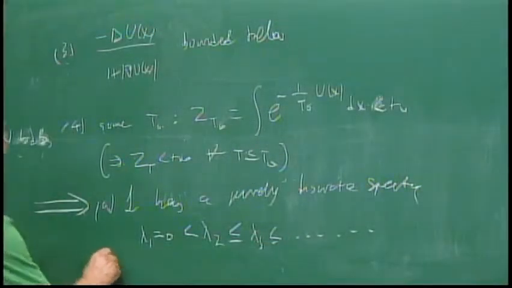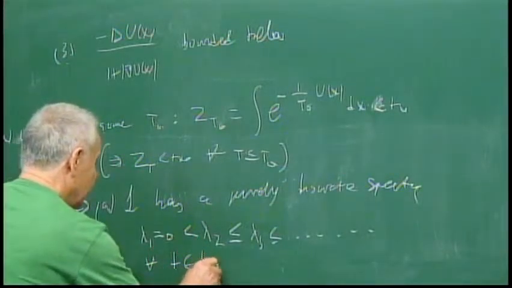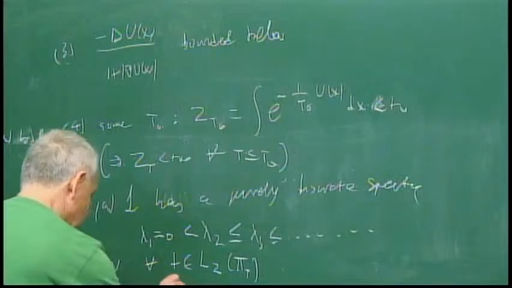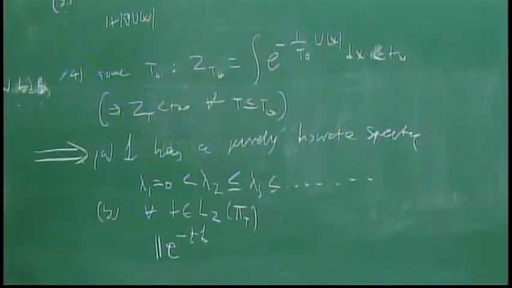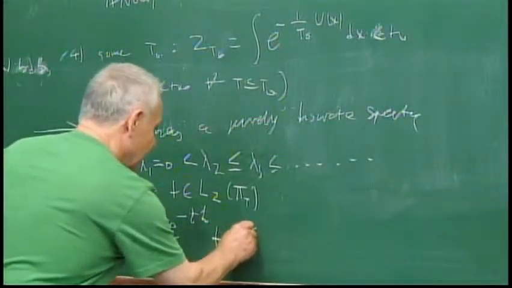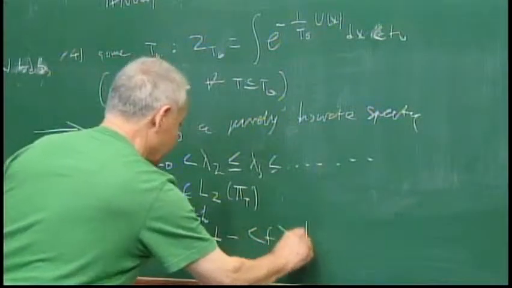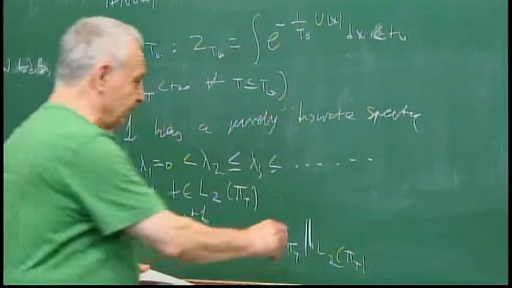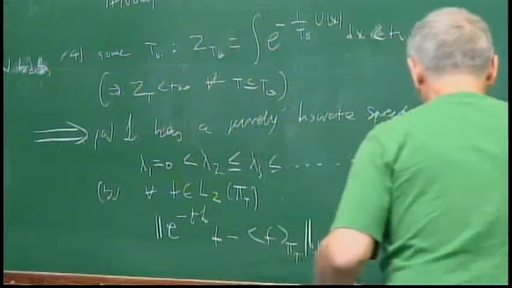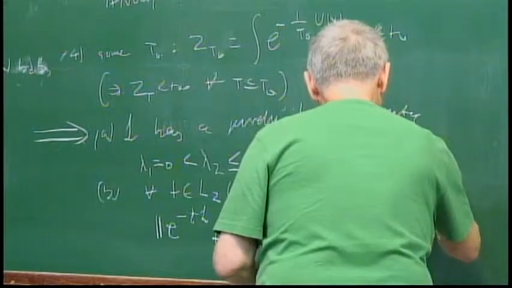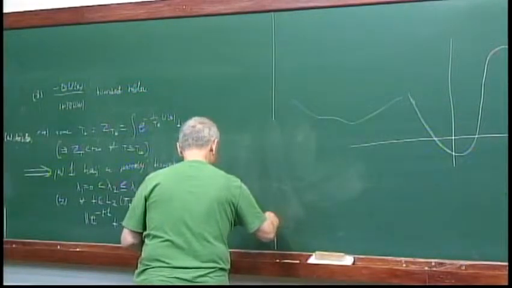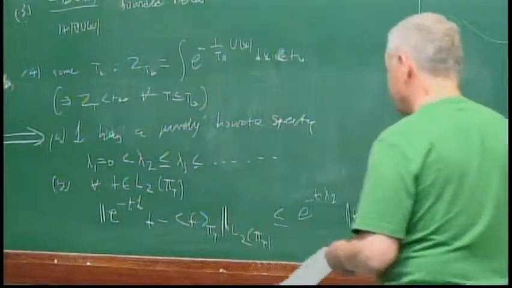Okay. B: for all f in L2 pi t. So t has been fixed in this theorem, right? And I assume that t is smaller than t0. You have that e to the minus tL f minus the expectation of f with respect to pi t, which I defined there, the L2 norm weighted with pi t, is less or equal to e to the minus t lambda 2 times the L2 pi t norm of f minus its expectation. Okay.